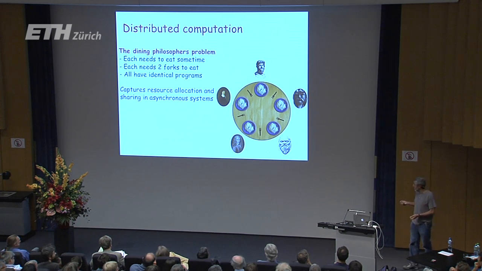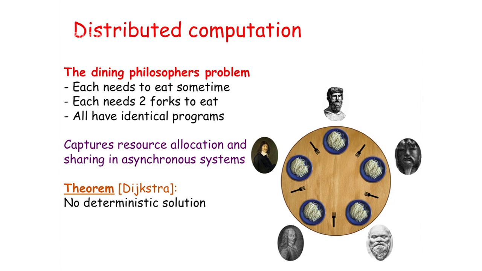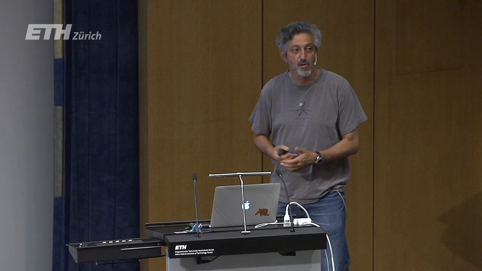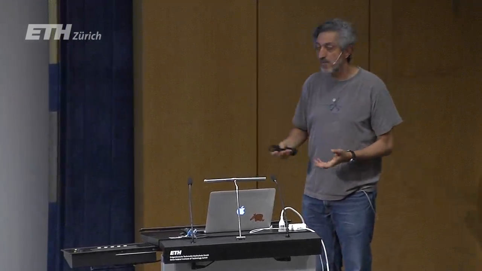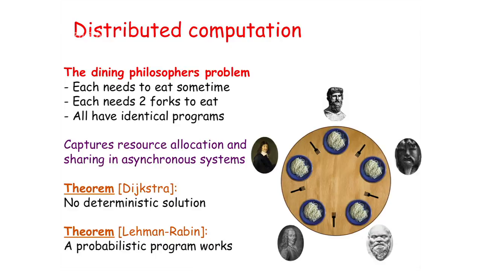So if the program says, you want to eat, take the right fork, then take the left fork, you see what will happen if they all want to eat at the same time. Basically, it's a problem of symmetry breaking, and Dijkstra, who proposed this situation and many others in distributed computation, proved that in this setting, there's just no deterministic way to do it. There's no program that you can give each of them that will guarantee that they will all eat eventually. Whereas if you allow randomness, Lehman and Rabin gave an algorithm which does it.